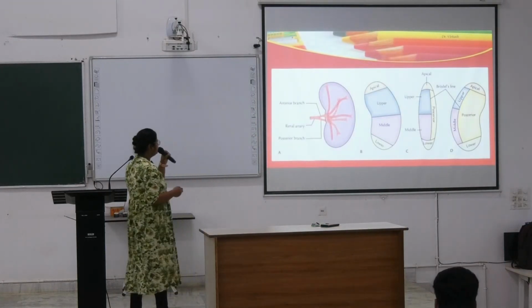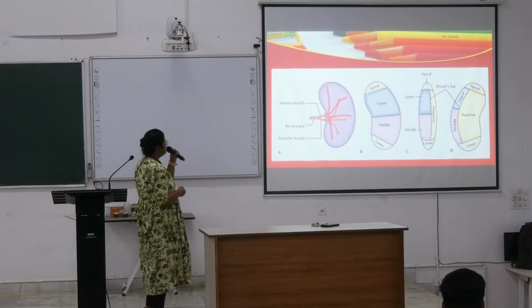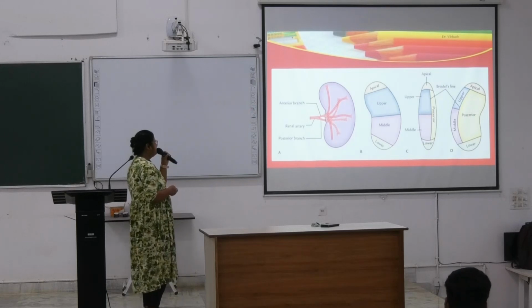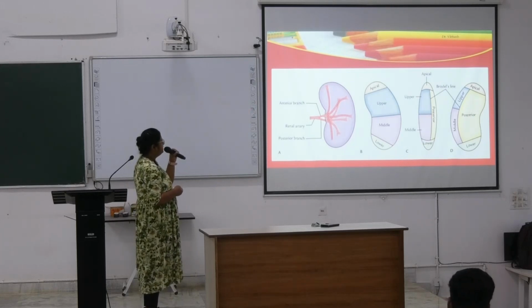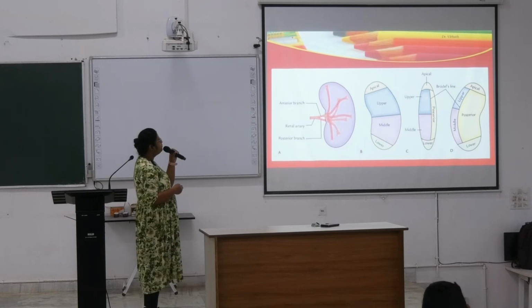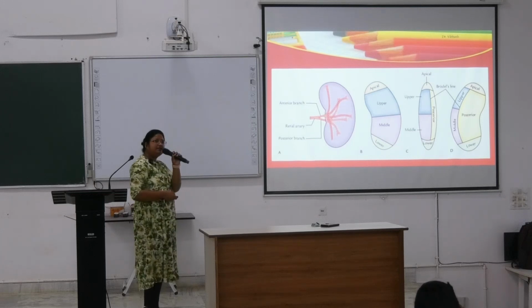So these are the segments. See, this renal artery divides into anterior and posterior branch. Anterior branch dividing into 4 segmental arteries, apical, upper, middle, and lower. This is anterior view. Here is the posterior view, posterior segment. So this is lateral view. Apical, upper, middle, lower, posterior. These are the 5 segments of the kidney.